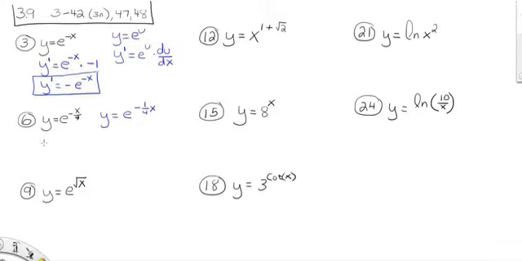So then the derivative will simply be, again, the derivative of the outer function e is e. So it's e to the negative 1/4 x times the derivative of negative 1/4 x, which is simply negative 1/4. So therefore the answer is negative 1/4 e to the negative 1/4 x.